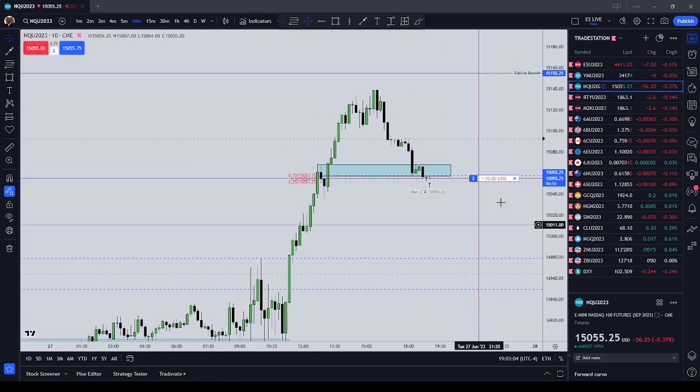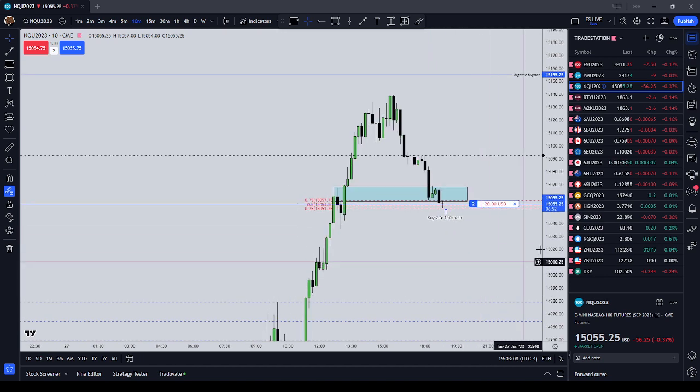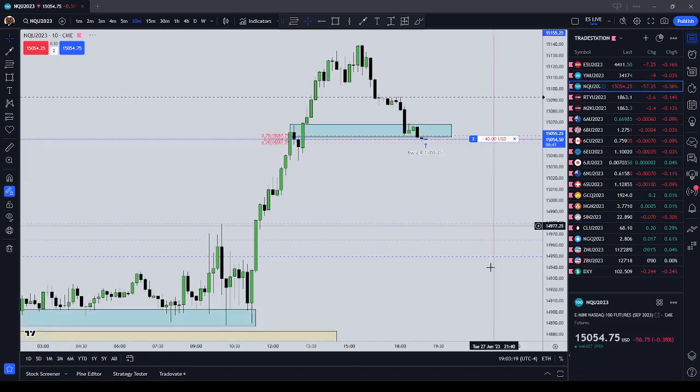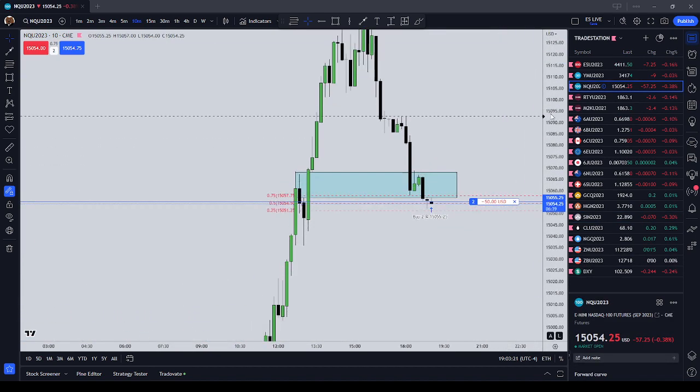That's going to be the Nasdaq. Nasdaq has had 56 points down after our daily resettlement, so it's had the most movement. Whether I'm trying to long it or short it, I'm going to stick to the Nasdaq here. I was also thinking about silver. Okay, so that is why I picked the Nasdaq.